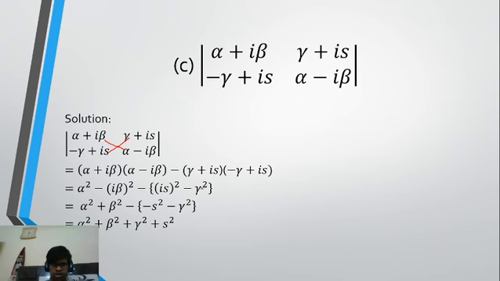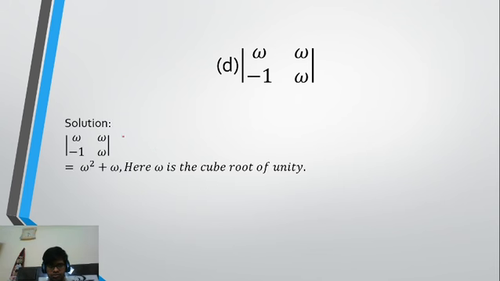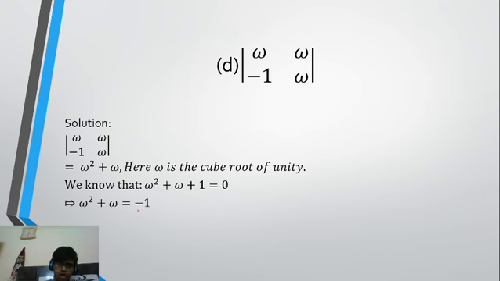Okay, now move further. Here omega represents the cube root of unity. Solution. Again multiply this as omega square minus omega into minus 1. That means omega square plus omega. Here omega is the cube root of unity. Now we know that omega square plus omega plus 1 is equal to 0. Therefore, omega square plus omega is equal to minus 1. Therefore, the answer of this determinant is minus 1. Now let's go ahead.